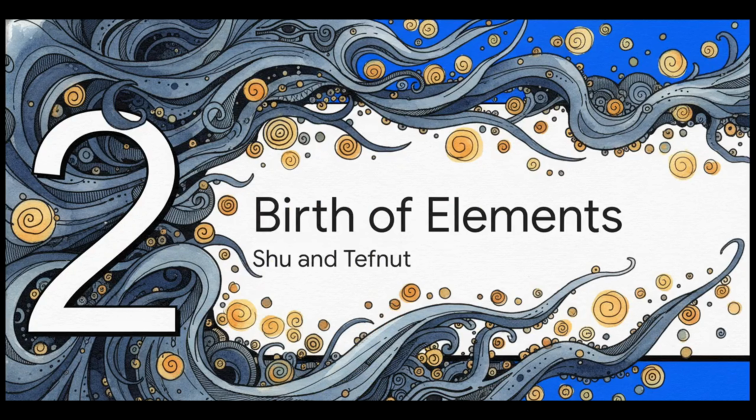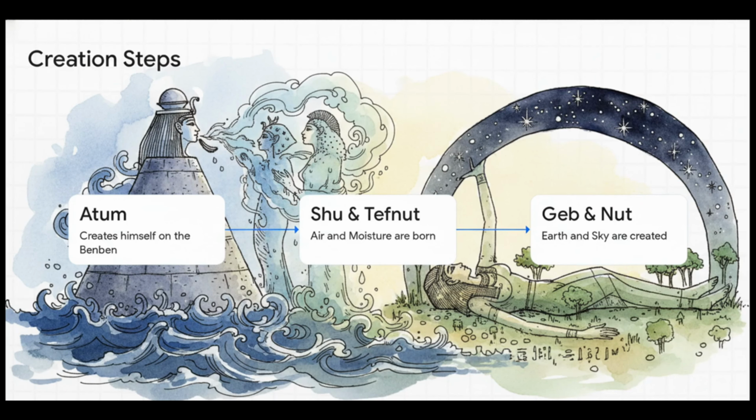Moving on to Section 2, Birth of the Elements. Because, let's be honest, a universe with exactly one god standing alone on a rock is still pretty empty, right? To change that, Atum has to begin the highly organic, very physical process of creation. From his own body, Atum brings forth a pair of twins. First up is Shu, the god of air. And then comes Tefnut, the goddess of moisture.